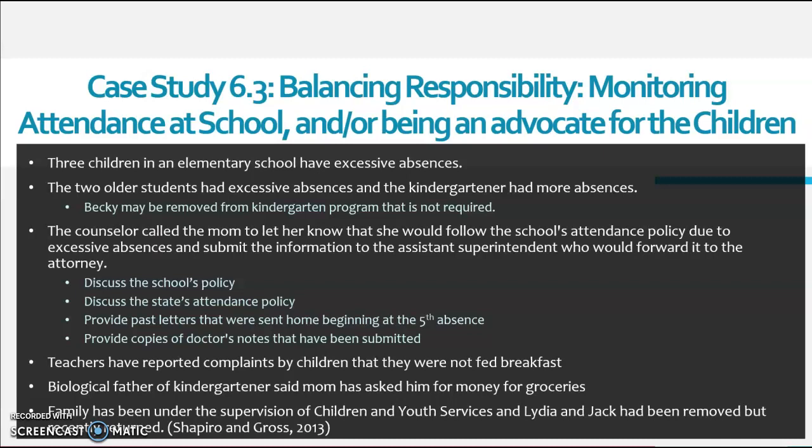Teachers have reported complaints by children that were not fed breakfast, and the biological father of the kindergartner said mom had asked him for money for groceries. The family has been under the supervision of Children and Youth Services, and Lydia and Jack, the older students, had been removed but recently returned. Shapiro and Gross, 2013.